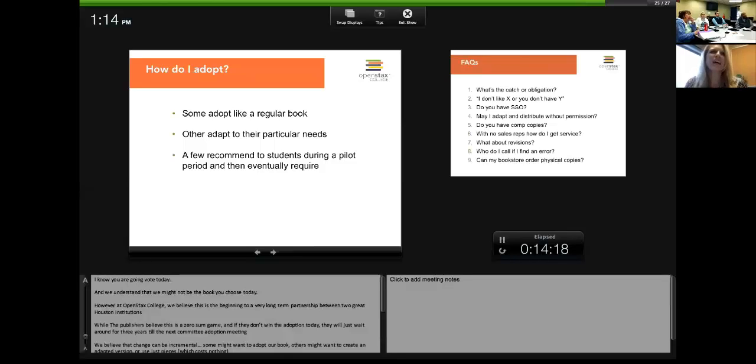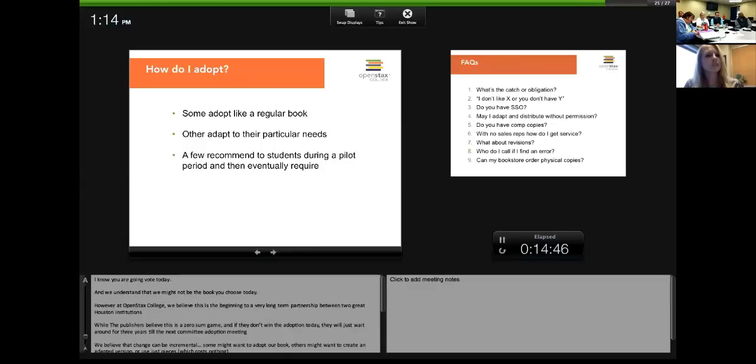So how do you adopt open education resources? Some people adopt it like a regular textbook and just utilize it. Again, the students can go online and there's no registration or anything, and they can just download it. The only time we're going to ask you for registration is if you want access to the PowerPoint slides and the test banks and things like that. Of course, we will make sure that those are behind a wall where we ask to verify you.